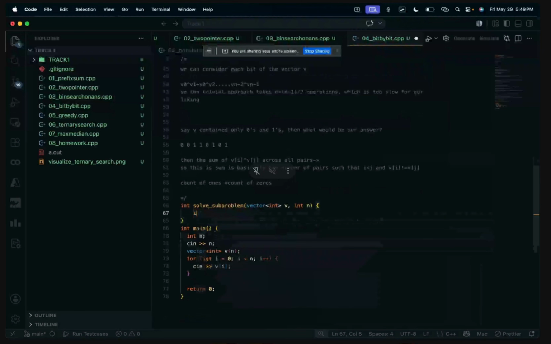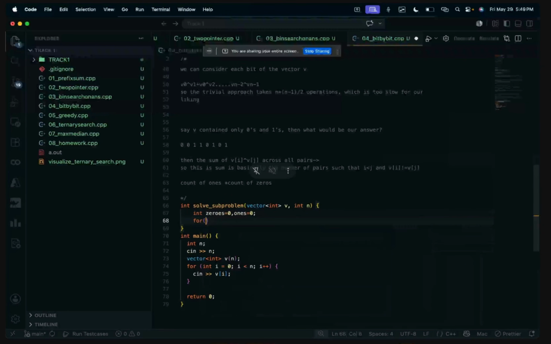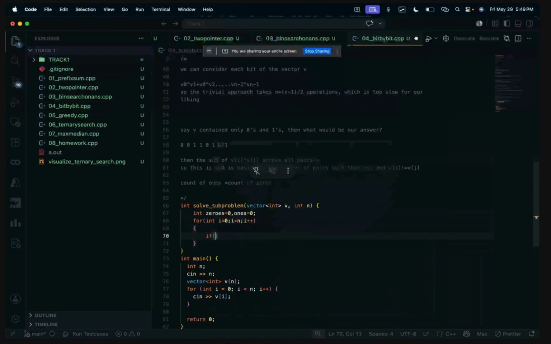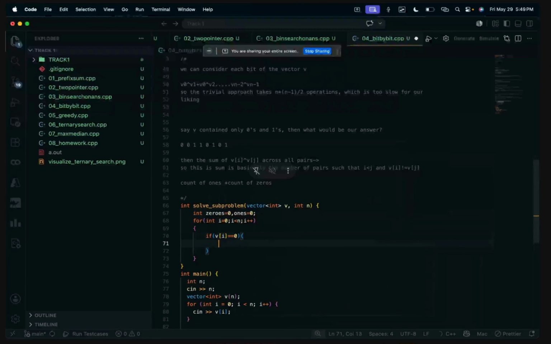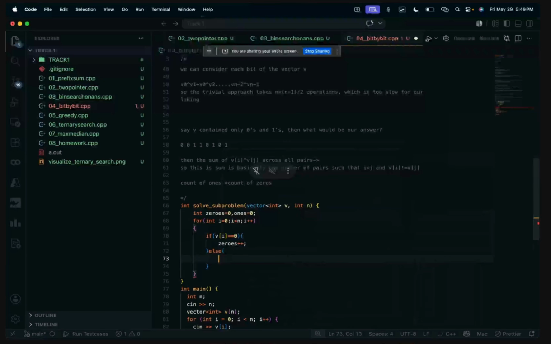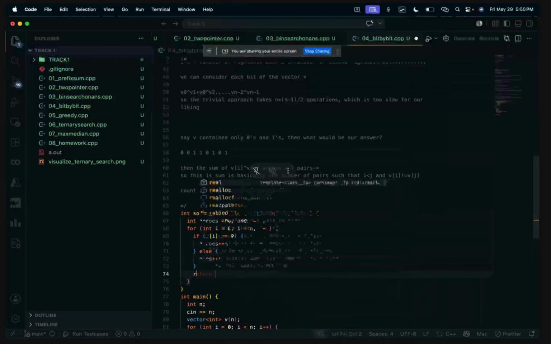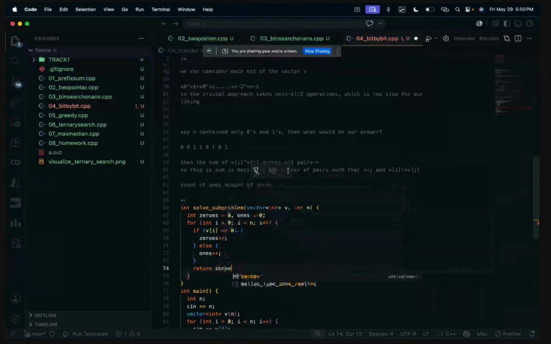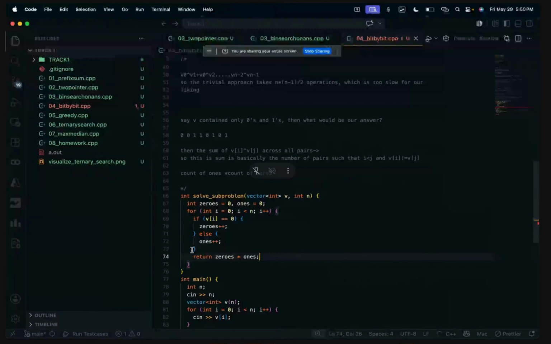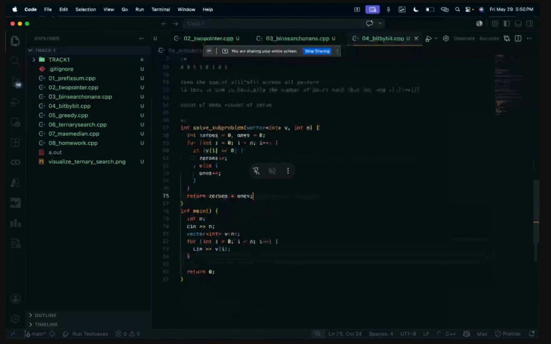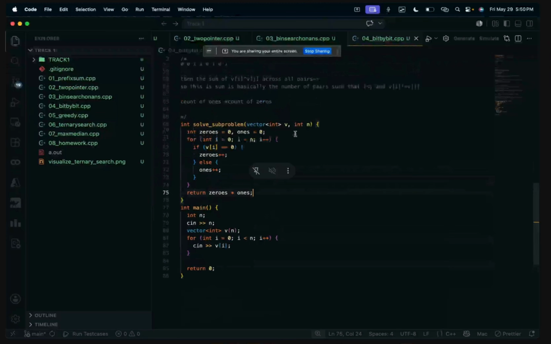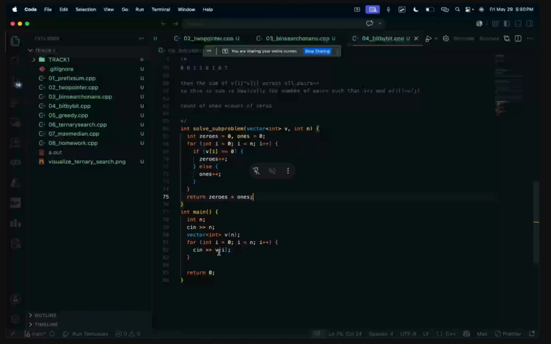So solve subproblem would be, say, int count of zeros is equal to 0 and ones is also 0. And for int i equal to 0, i less than n, if V of i is 0, then increment the count of zeros, else increment the count of ones. And we would return zeros times ones. Right. So this would be the answer if V contained only zeros and ones.